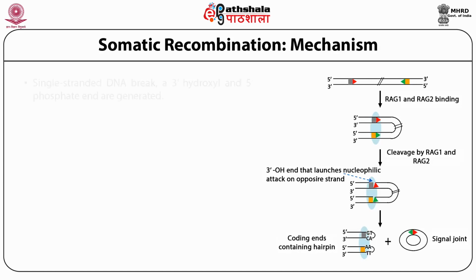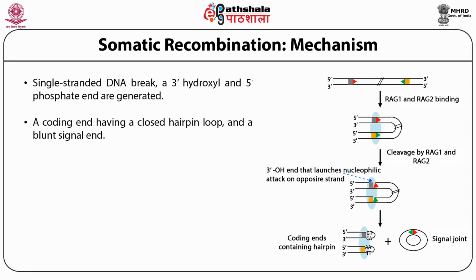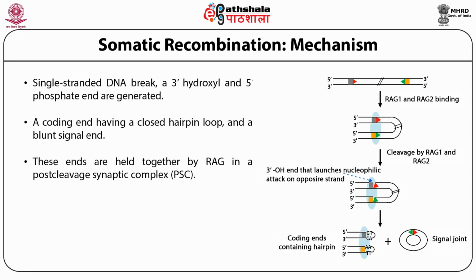Now, as a result of the single-stranded DNA break, a 3' hydroxyl and 5' phosphate end are generated. Next, the RAG proteins catalyze a trans-esterification reaction wherein the 3' hydroxyl group at the end of the gene launches a nucleophilic attack on the phosphodiester bond on the opposite non-coding strand. This reaction generates two ends, a coding end having a closed hairpin loop and a blunt signal end. These ends are held together by RAG in a post-cleavage synaptic complex, or PSC in short.